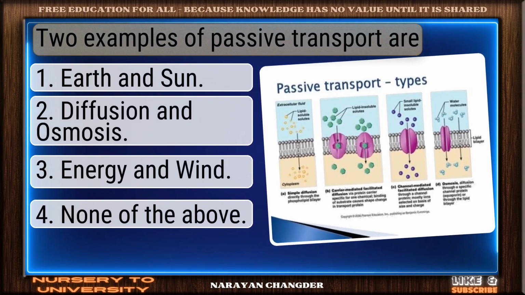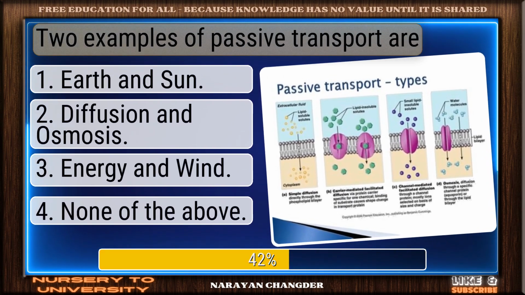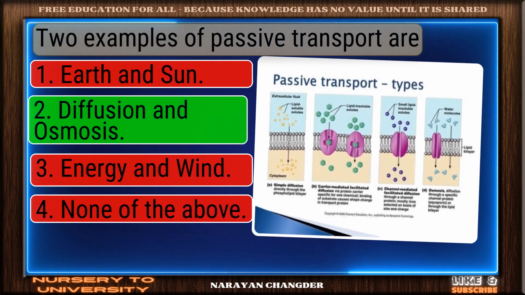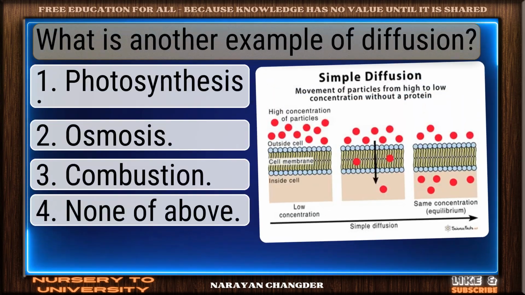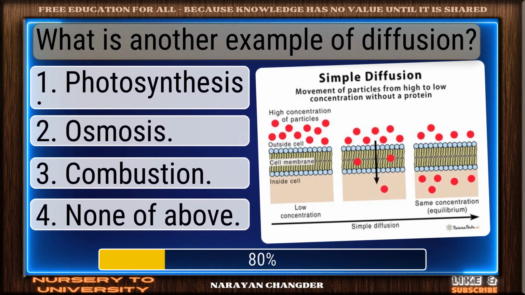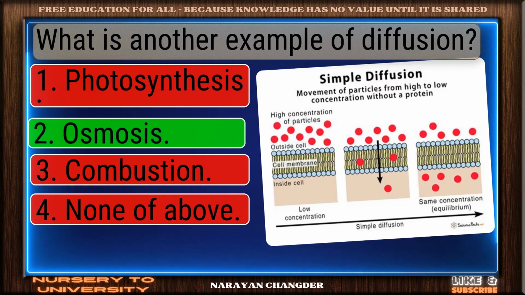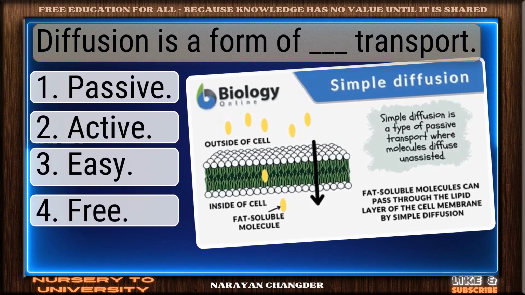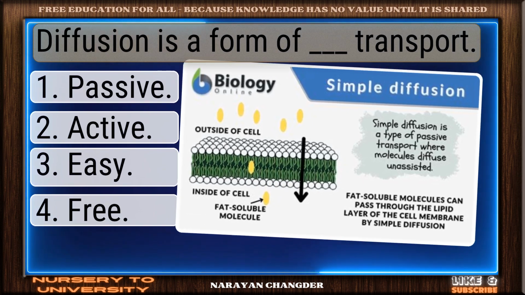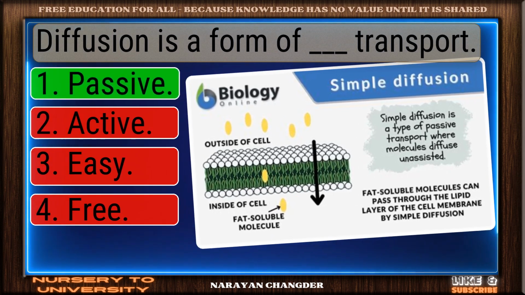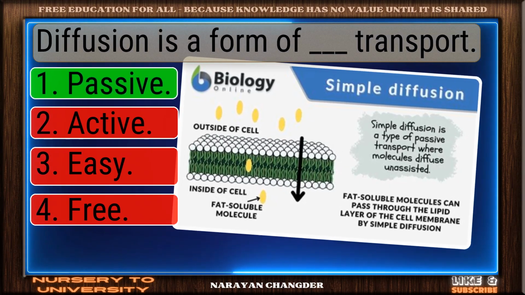Two examples of passive transport are. Nice work. You chose diffusion and osmosis, and it is correct. What is another example of diffusion? Strong choice. Osmosis is the right answer. Diffusion is a form of dash transport. Right again. Passive is a valid answer.